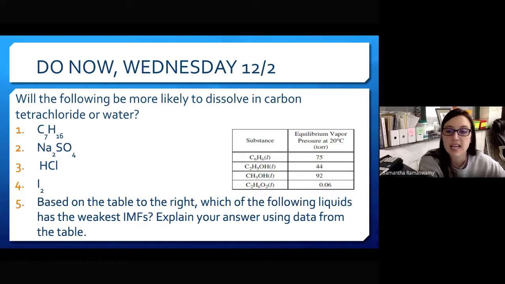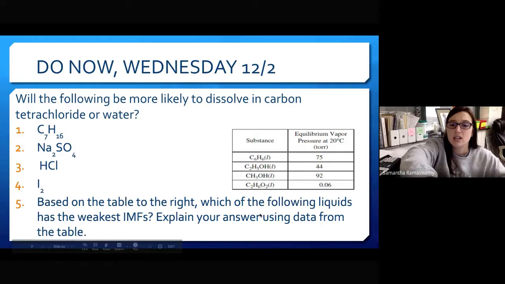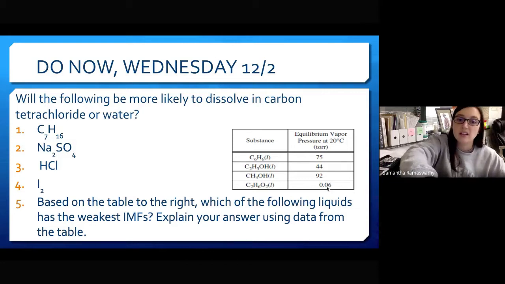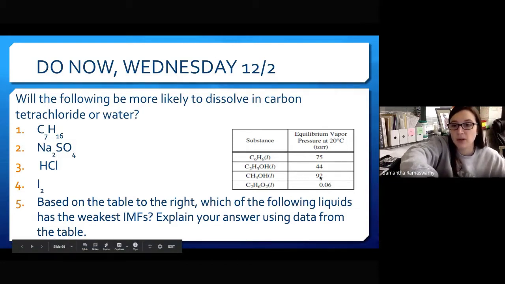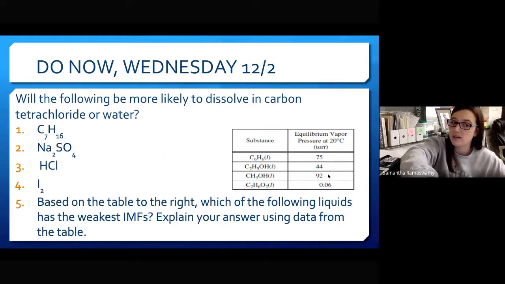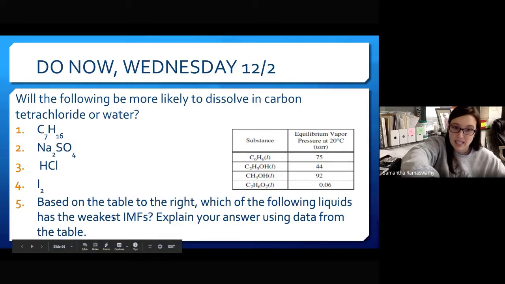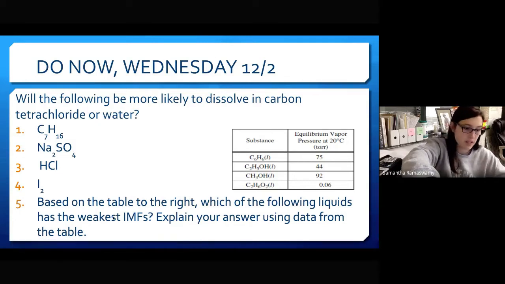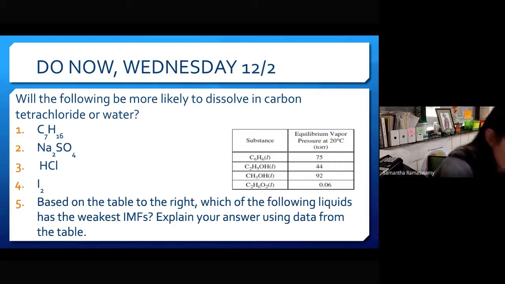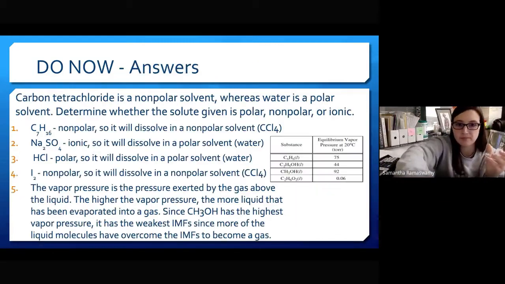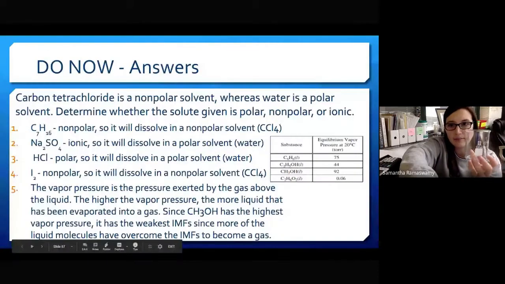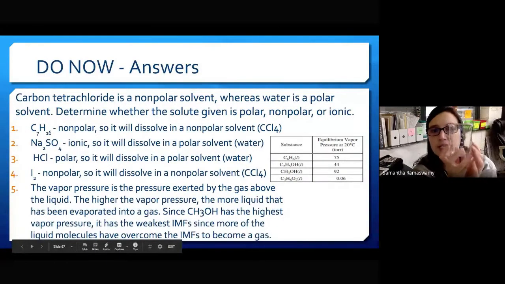When we're looking at this table, because it says explain your answer using data from the table, that means we're looking at the values of vapor pressure. We're not looking at the substance itself. So we want to use the vapor pressures that are given to answer our question. More than likely, we're looking at either the highest one or the lowest one if we're looking at intermolecular forces. This wants the weakest IMFs. So remember, when it comes to vapor pressure, let me grab this beaker. When it comes to vapor pressure, we have a liquid, right? So pretend that there's a liquid in this beaker.